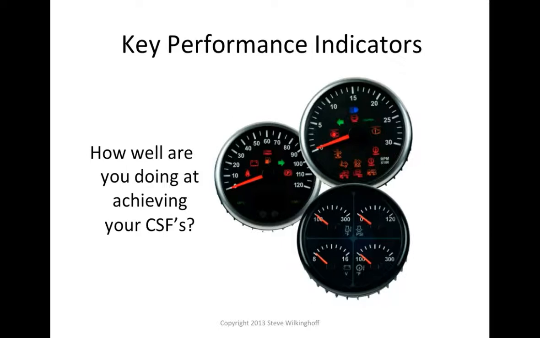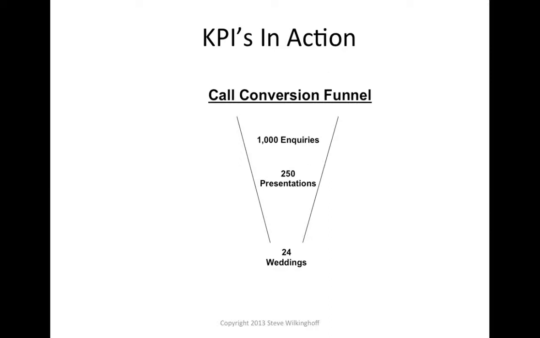And we do that through what's called key performance indicators. And like gauges on the dashboard in your car, they are simply things that tell you how well you're doing right now at achieving your critical success factors. So let's look at an example again using a wedding photographer.